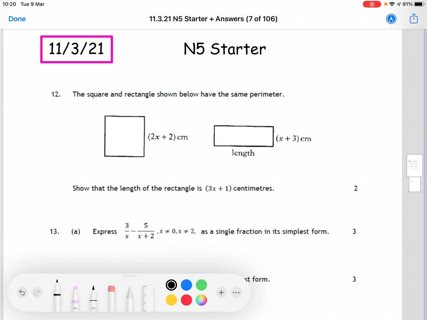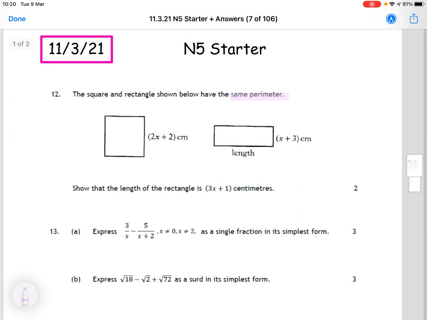Hi guys, here are the answers to our starter questions today. So question 12 is a problem solving question. We're told the square and the rectangle shown below have the same perimeter. So that'll be useful. And on each shape, we've got one dimension. We're told to show that the length of the rectangle is 3x plus 1 centimetres.